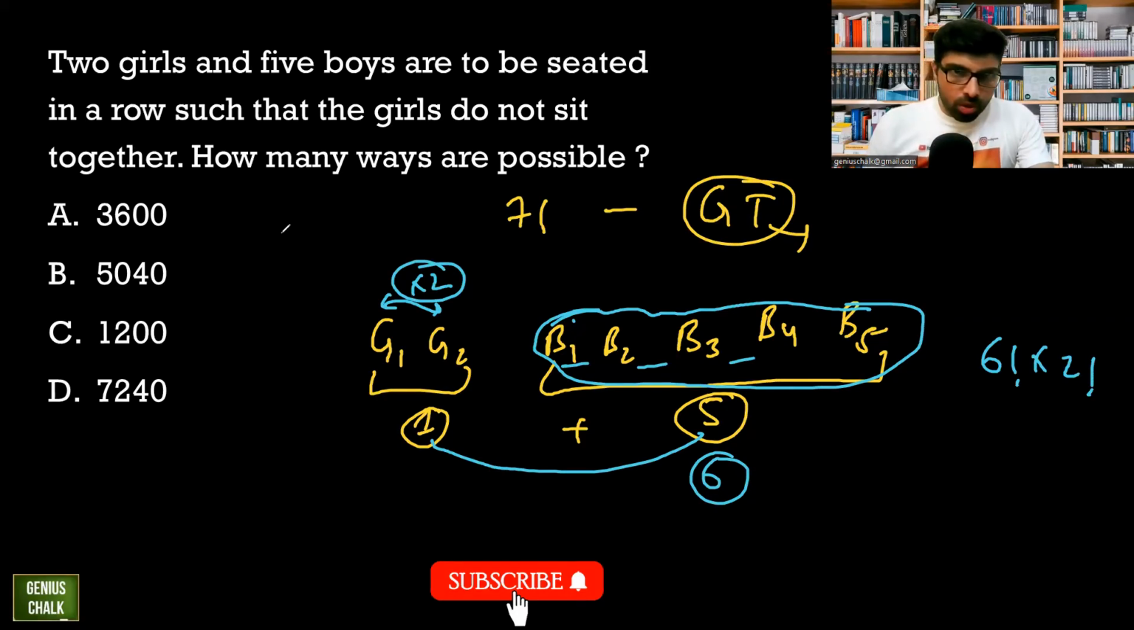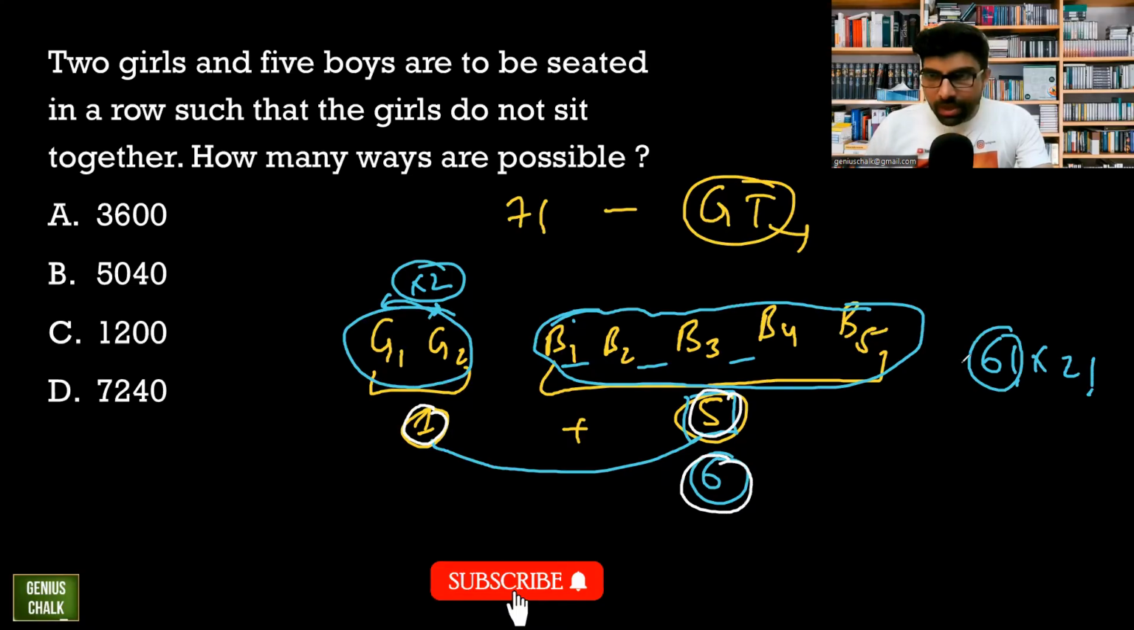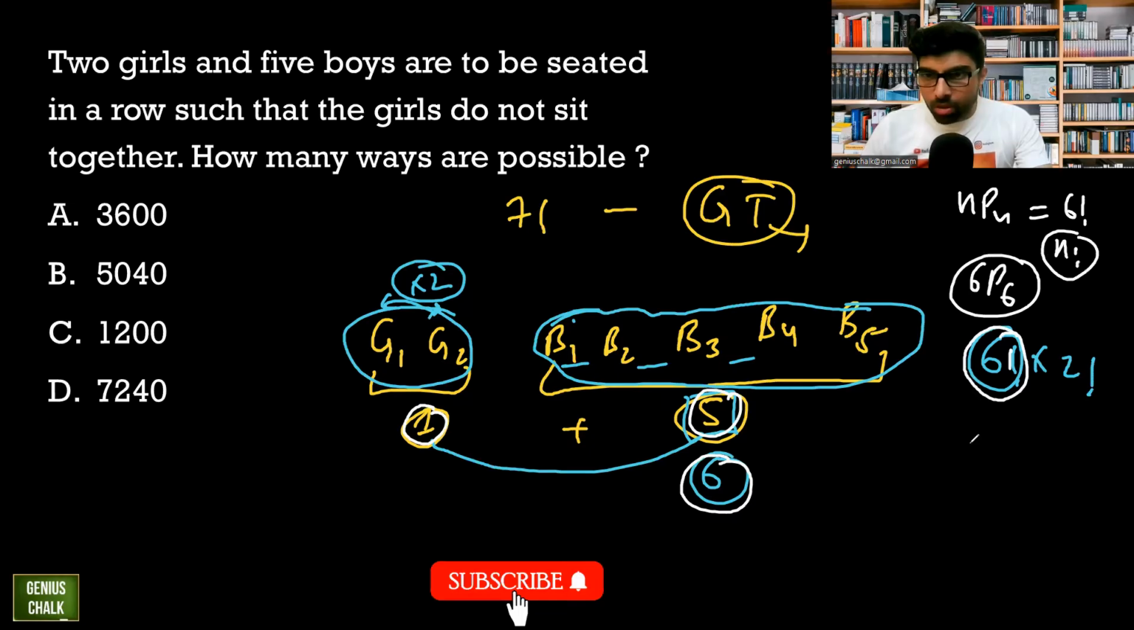Now we have got the total number of ways in which girls will sit together, and that is 6 factorial. How 6 factorial? 5 were the boys, and because girls were together, they will be treated as one unit. So 5 plus 1, total is 6 people. 6 people will arrange themselves in 6P6 ways, and 6P6 means 6 factorial, or n factorial ways. And these two girls can also interchange their places, like G2 will be here or G1 will be here. So like this, 6 factorial into 2 factorial is the girls-together ways.